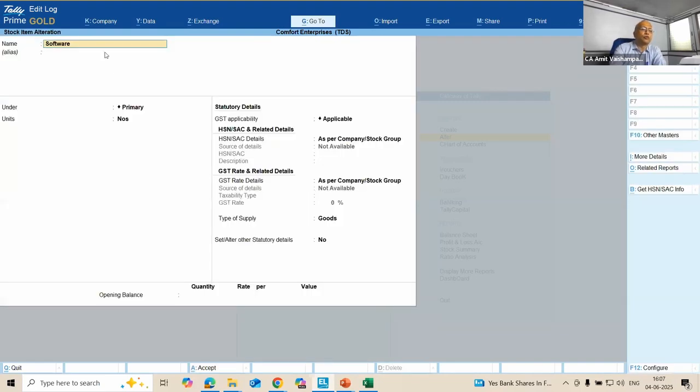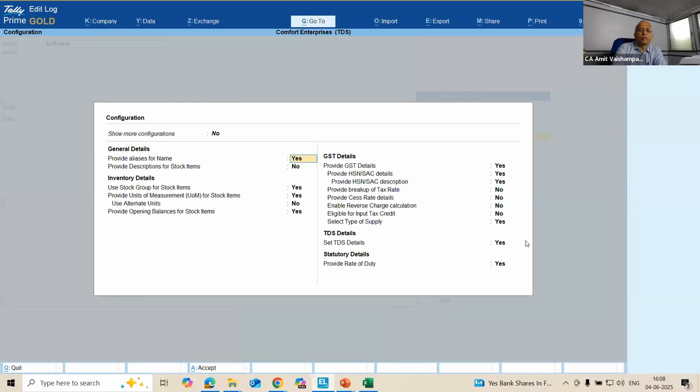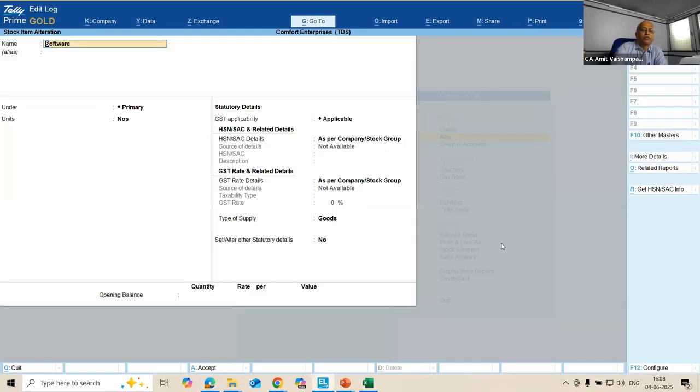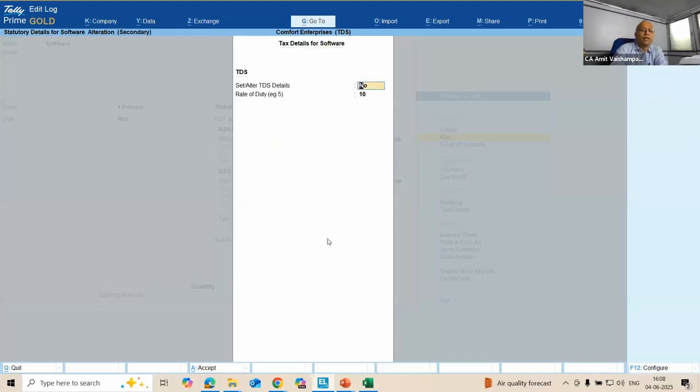When you're creating this software as a product, you have this option called statutory details. You press F12 and set TDS details as yes. Once TDS details are set as yes, you will get this question at the time of creation of an item: set and alter statutory details. Say yes to this. Then, like a ledger, you will have set and alter TDS details.